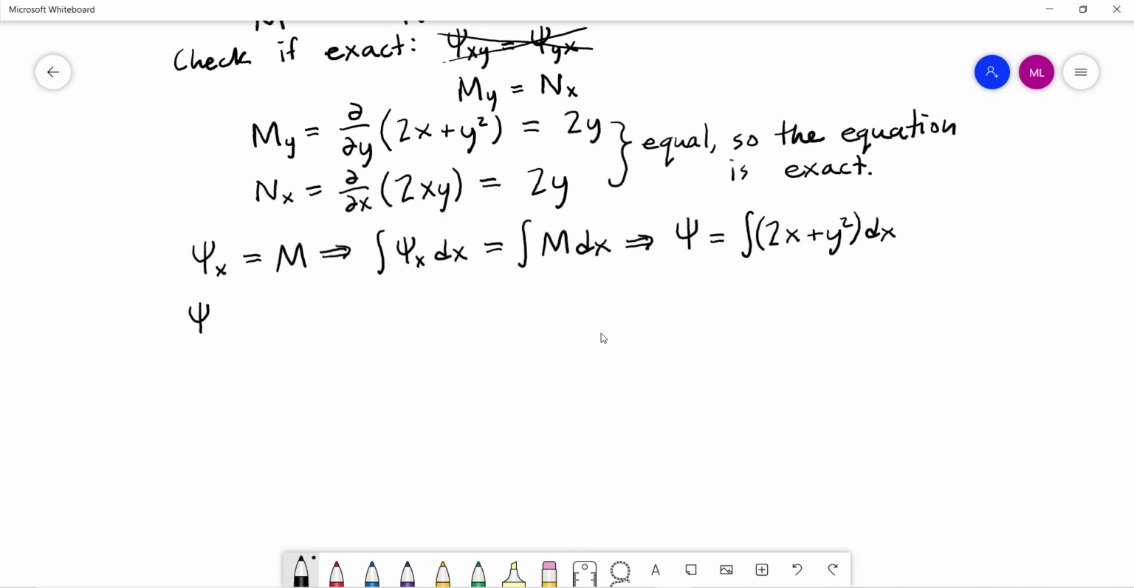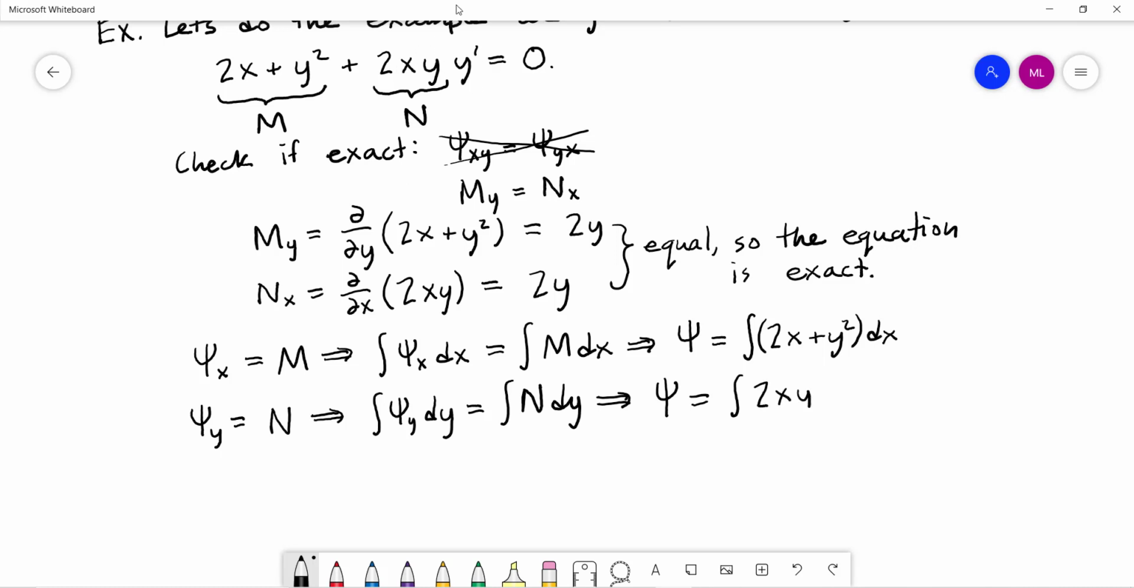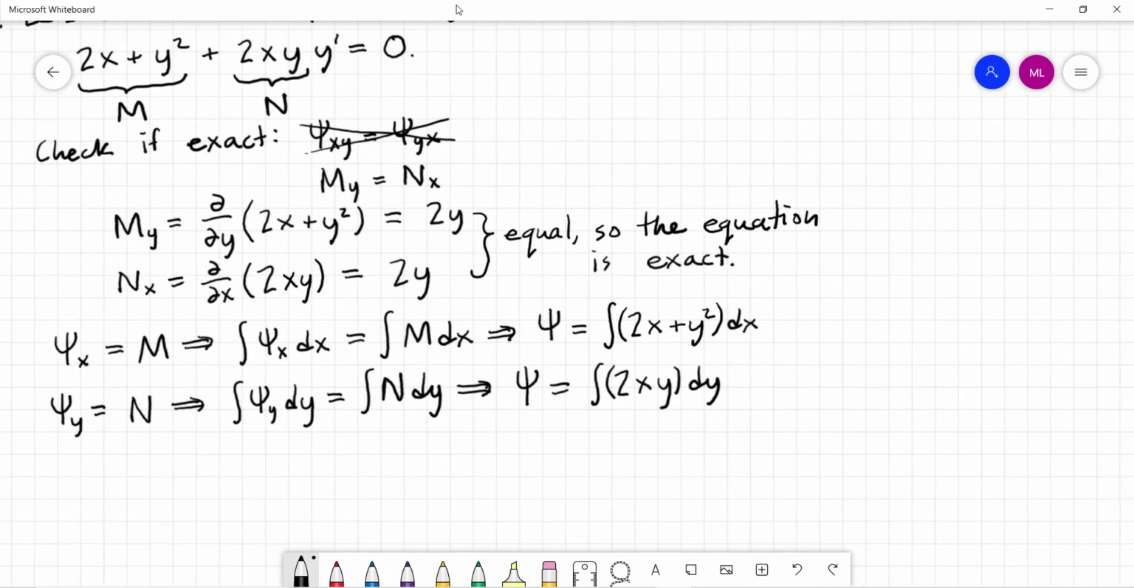The second way comes from recalling that this term is supposed to be the result of having taken the derivative of psi with respect to y in our big implicit derivative. And so that is what n is equal to. And similarly, if we integrate both sides of psi sub y, but this time with respect to y, integrate n with respect to y, we'll get another guess for psi. And in this case, it's the integral of our n term, which is 2xy, with respect to y. So let's do these integrals over here.